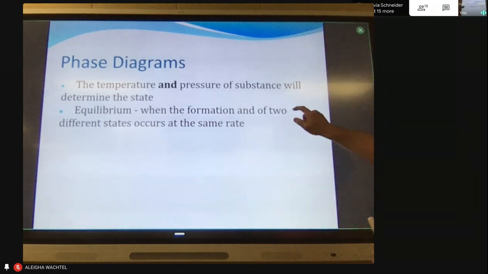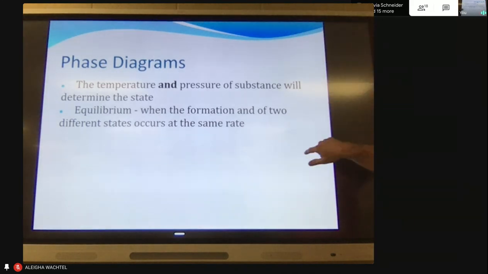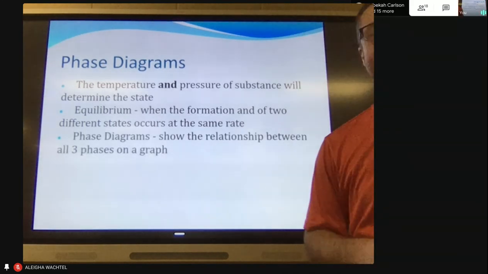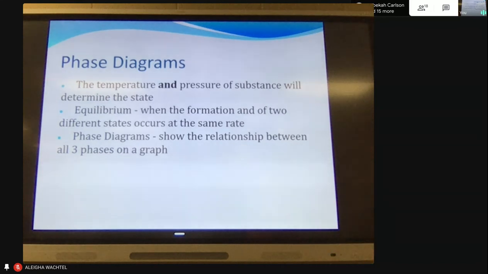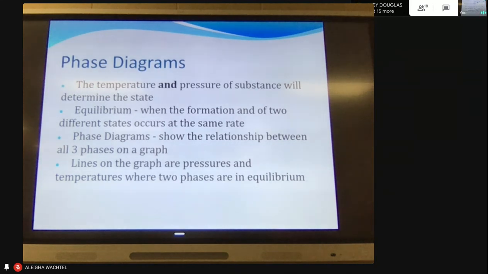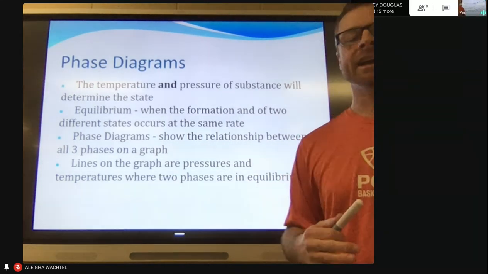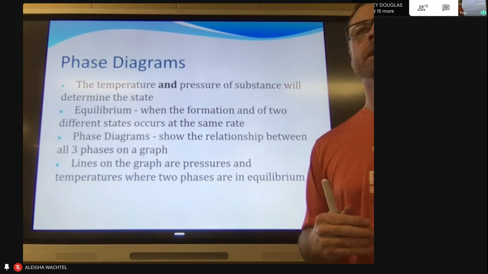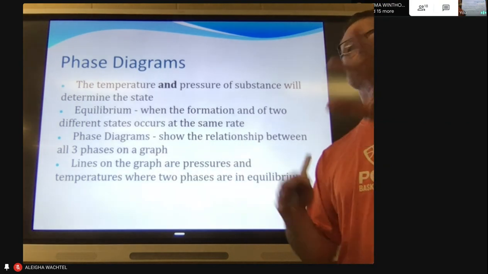The lines on our chart today are going to represent equilibrium. So what a phase diagram does is it shows you the relationship between all phases on a graph. It shows you the phases, all three. The lines in the graph are the pressures and temperatures where the two phases are in equilibrium. So where you see these lines today, you can think of, oh, that's where it's melting or freezing.